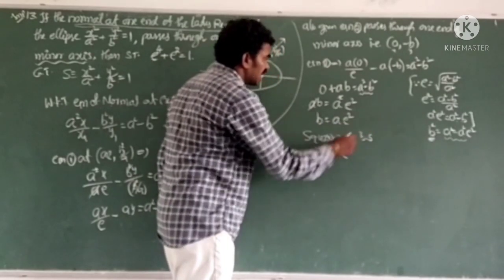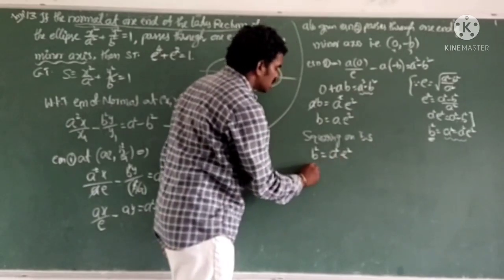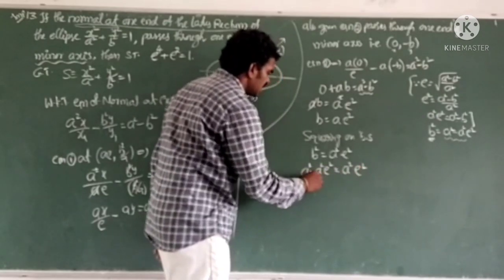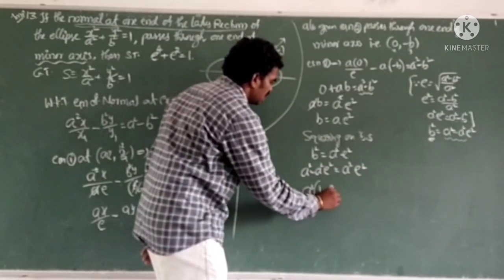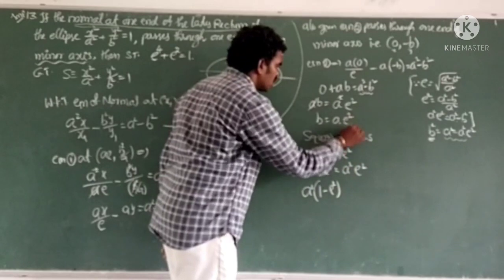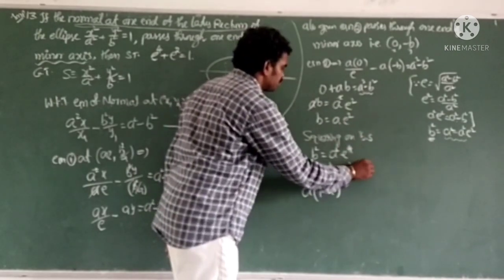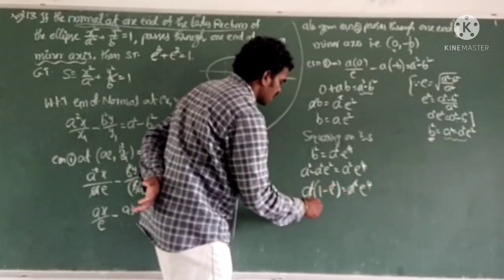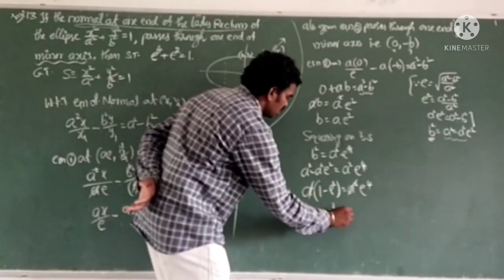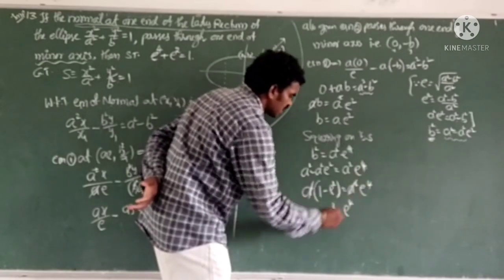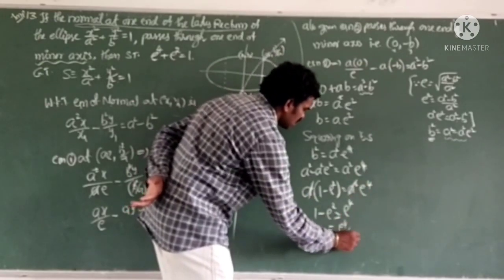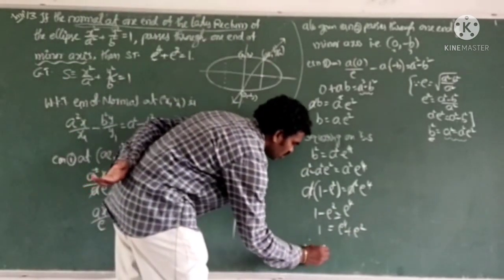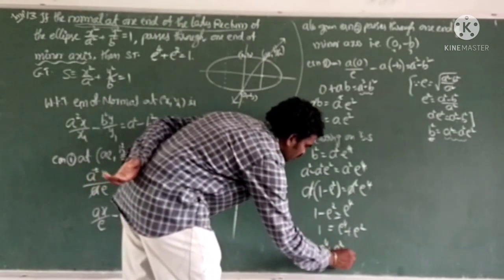Now b square means again a square minus a square e square is equal to a square e square. So here a square we can take common: 1 minus e square. So by squaring e square it becomes e power 4, equal to a square e power 4. A square cancels. So 1 minus e square equal e power 4. This e square also send to the right side, so it becomes plus e square. So got it, the condition? Yes. So therefore e power 4 plus e square equal 1.